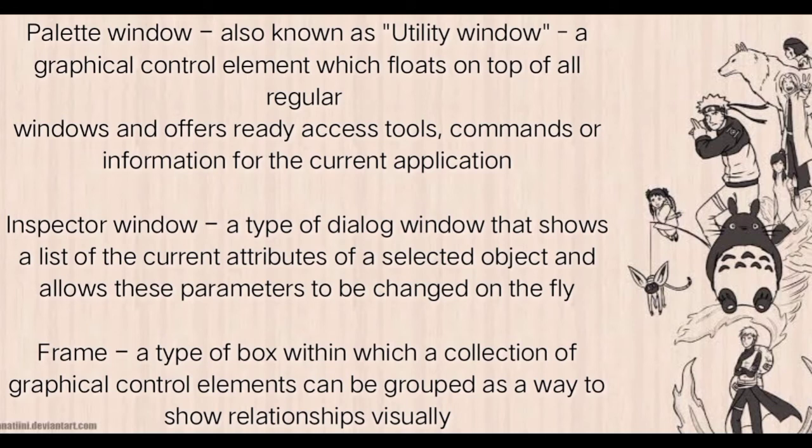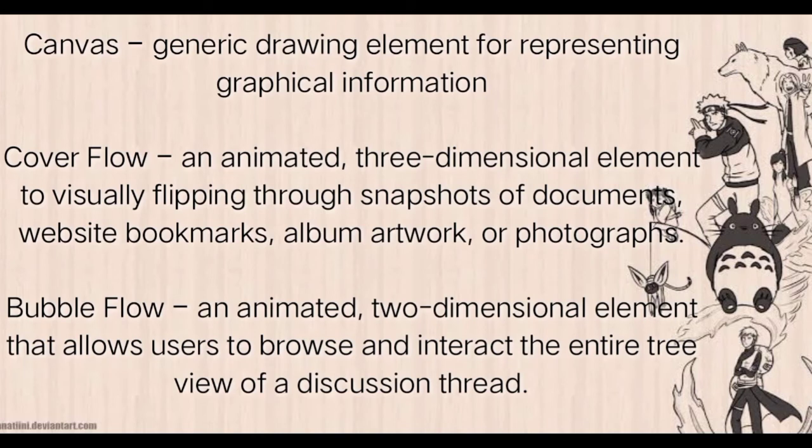Frame: a type of box within which a collection of graphical control elements can be grouped as a way to show relationships visually. Canvas: a generic drawing element for representing graphical information. Cover flow: an animated three-dimensional element of visually flipping through snapshots of documents, websites, bookmarks, album artwork, or photographs. Bubble flow: an animated two-dimensional element that allows users to browse and interact with the entire tree view of a discussion thread.